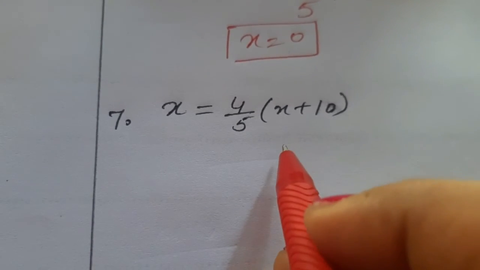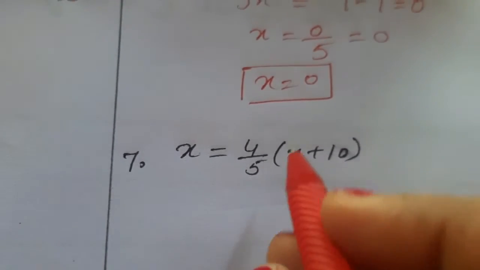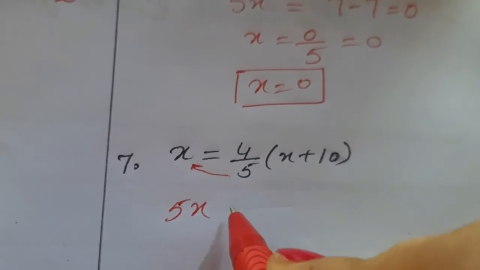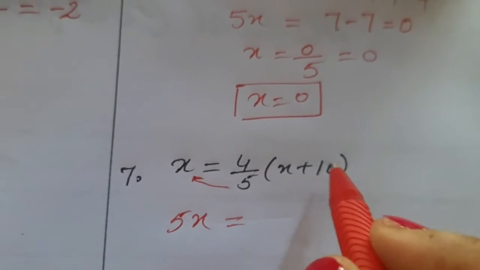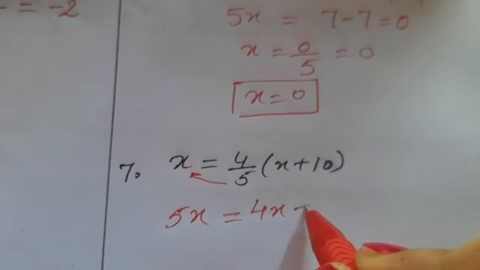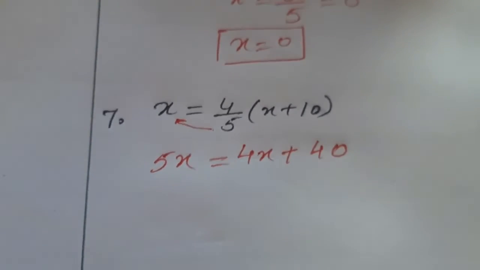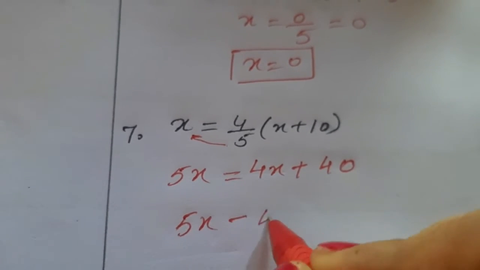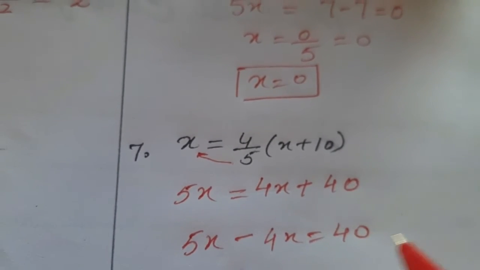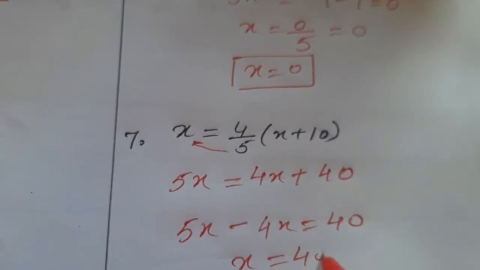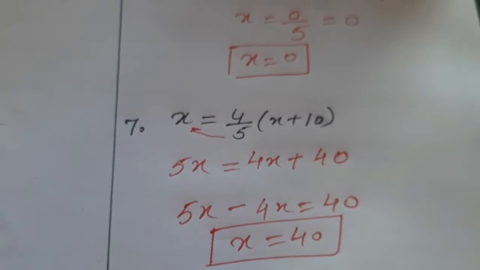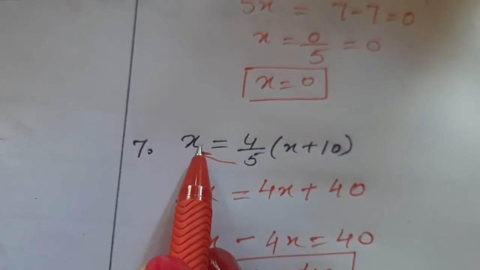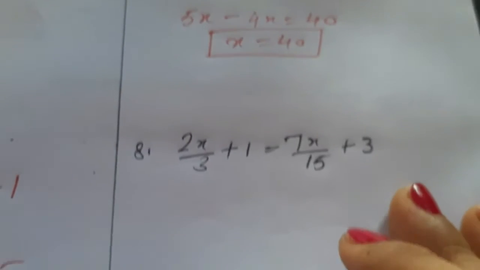Next is x is equal to 4 by 5 into (x plus 10). Now we will first cross multiply this 5 to the left side. It will become 5x is equal to, and we will open the bracket, it will become 4x plus 40. Now transpose the x term to the left side. 5x minus 4x is equal to 40. It will become x is equal to 40. Very easy step. The very first step is you have to cross multiply 5 with x first.